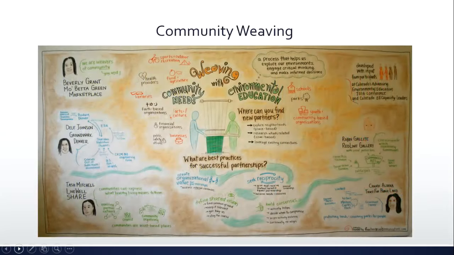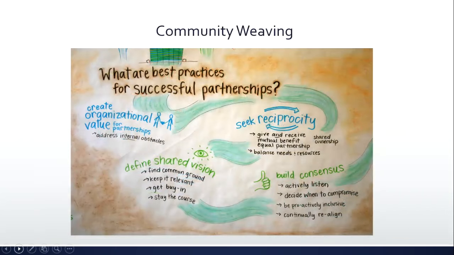So we've been exploring this, and actually in March pulled a group together to talk about and think about what are the best practices around community weaving and what are the things that we should be doing and thinking about, and how can we integrate this more into our work. And that group discussion through a panel came up with 4 big practices for successful community weaving partnerships. And those were creating organizational value for partnerships and making sure that the whole organization, not just one person, one champion, really values that partnership and the outcomes it can produce.